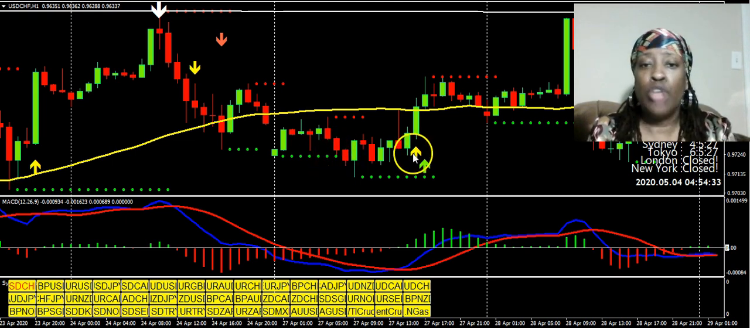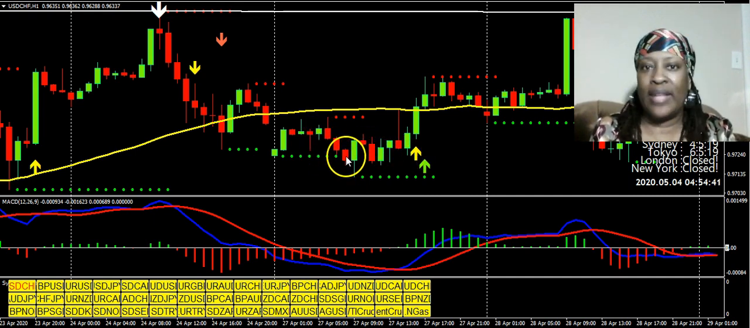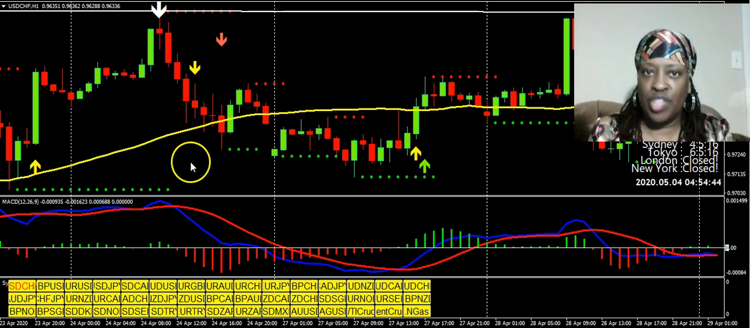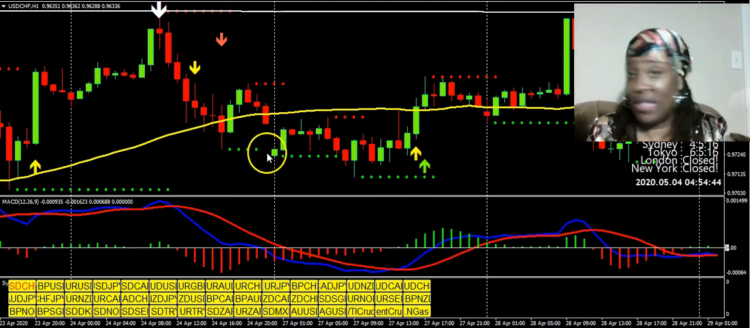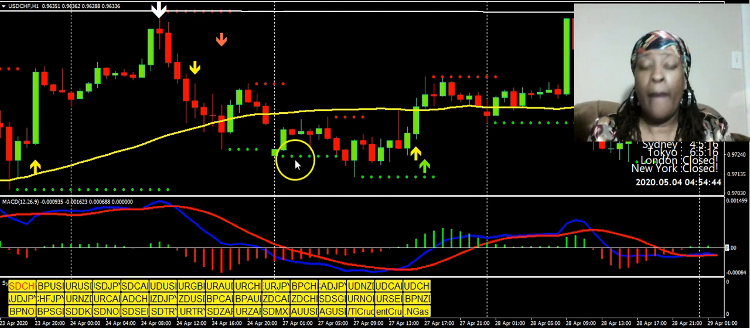Because here's the thing. You don't know what's going on at the right of the candle. So you always look left for direction. Why? Because price repeats itself. So that's what you can do there.